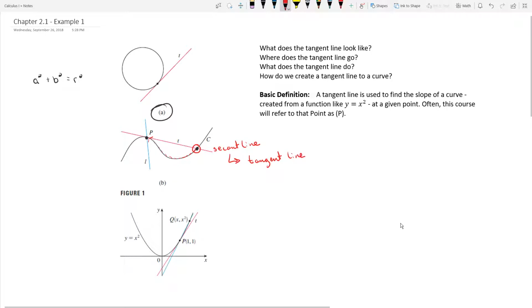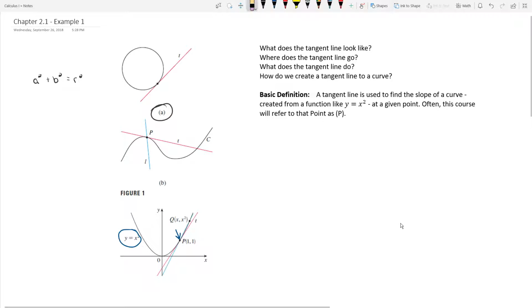That is a very basic definition. I've also given you a little bit better definition here that states a tangent line is used to find the slope of a curve created from a function like y equals x squared, and that is figure 1. Y equals x squared is a parabola. And often this course will refer to that point as P, as you can see here.